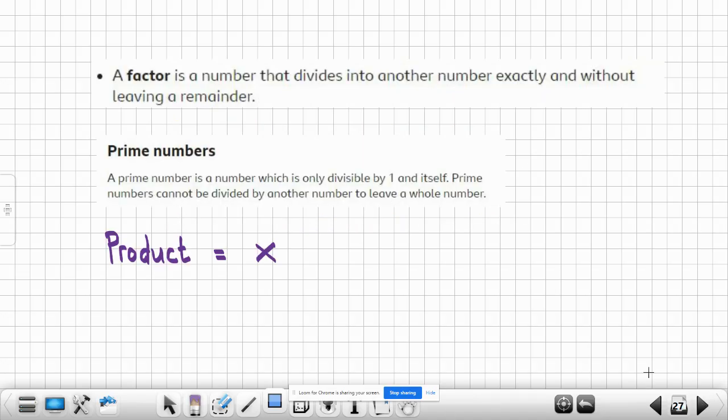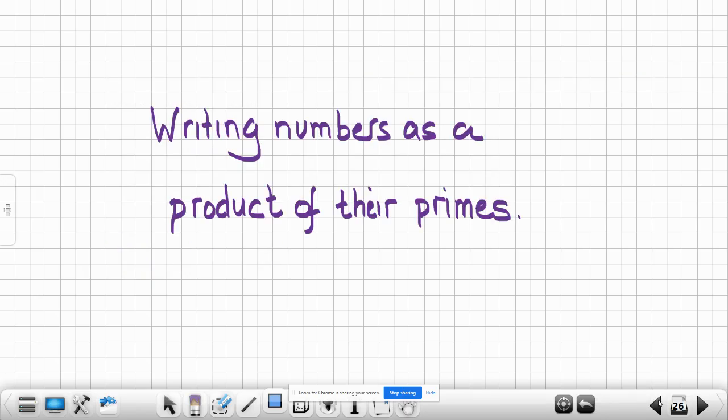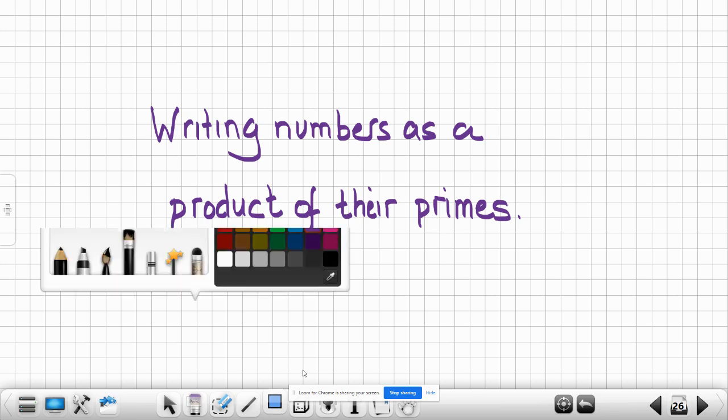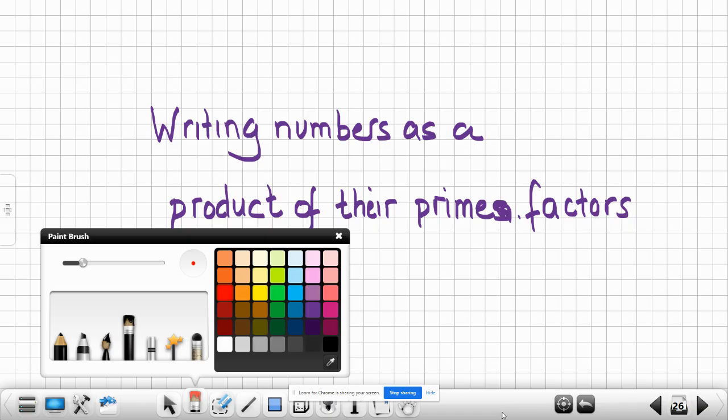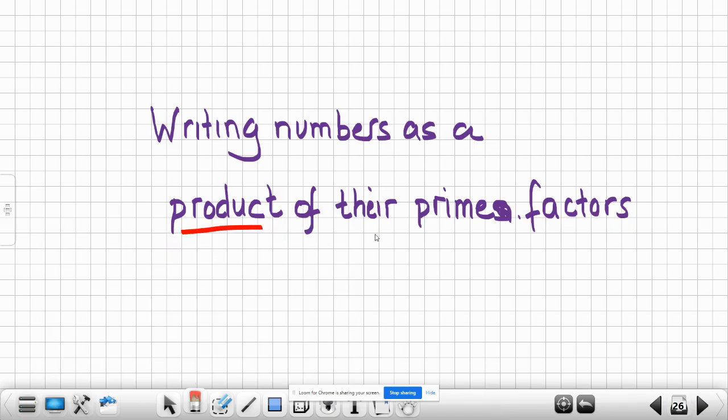So what we're actually doing is we are looking at a number and, let's go back to our description, writing numbers as a product of their primes. Probably what we should do is call it prime factors. So we need to understand all of these words. What does product mean? What does prime mean? What does factors mean? Before we can even get started.